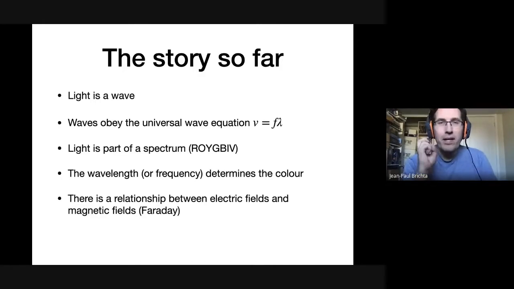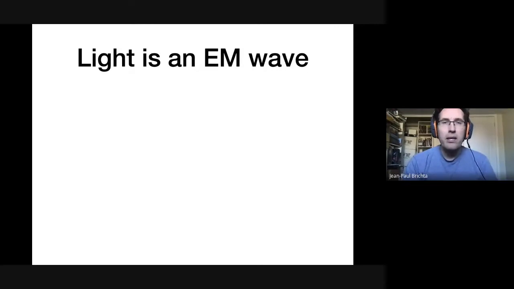What we saw from when we talked about Faraday is that there is this relationship between electric fields and magnetic fields. Specifically, when we have a changing electric field, we will produce a magnetic field and vice versa. So this is actually really, really key. And this kind of gets us into the idea that light is an electromagnetic wave.